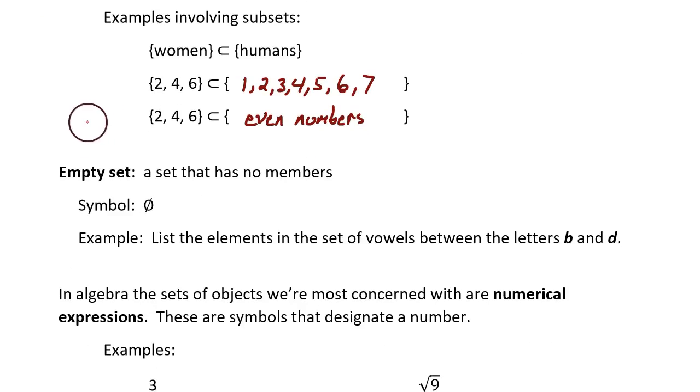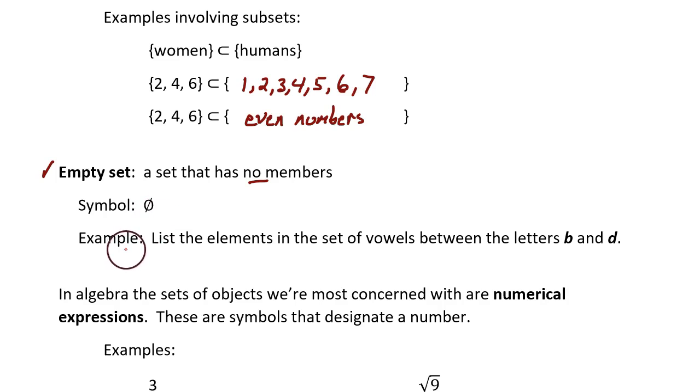Now, the next vocabulary word is empty set. This is used when a set has no members. And the symbol for empty set is like a 0 with a slash mark through it. So if you ever see that symbol in the book, it means empty set.